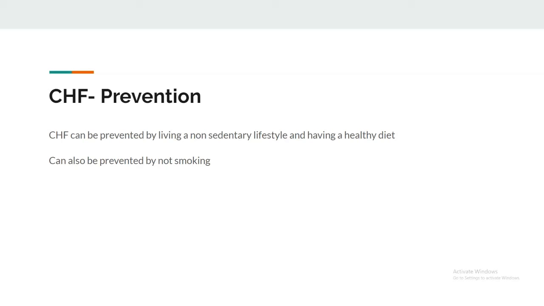Wow, it's almost like congestive heart failure prevention and MI prevention are one and the same, because they can also be prevented by not smoking. That's one of the similarities between these two diseases, but we'll get into that more in a second.